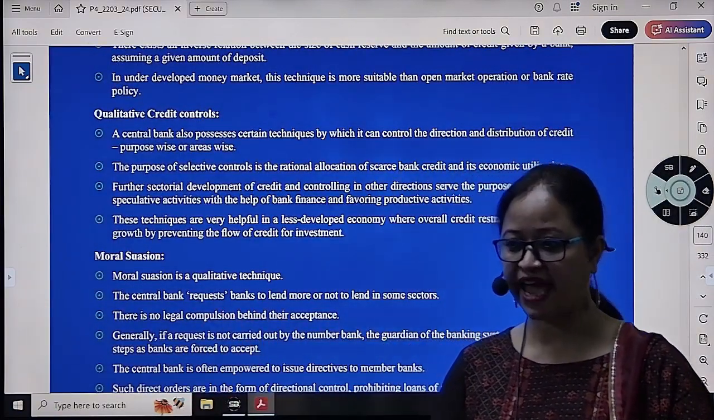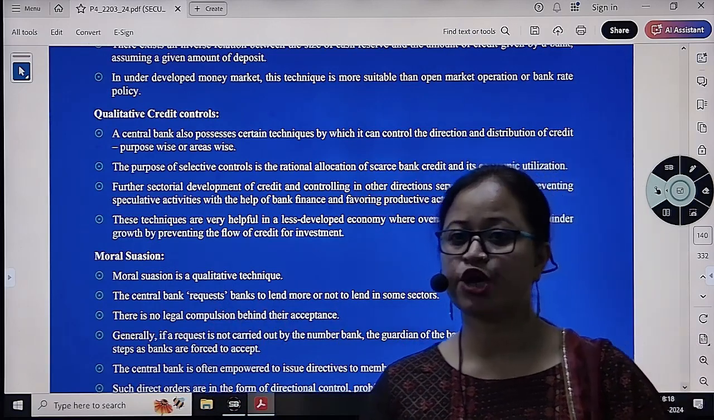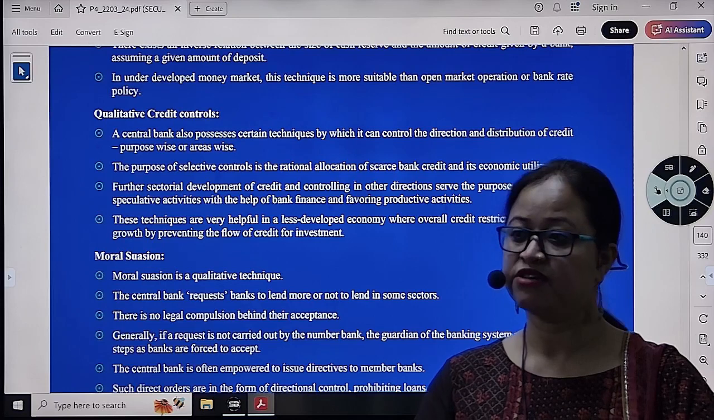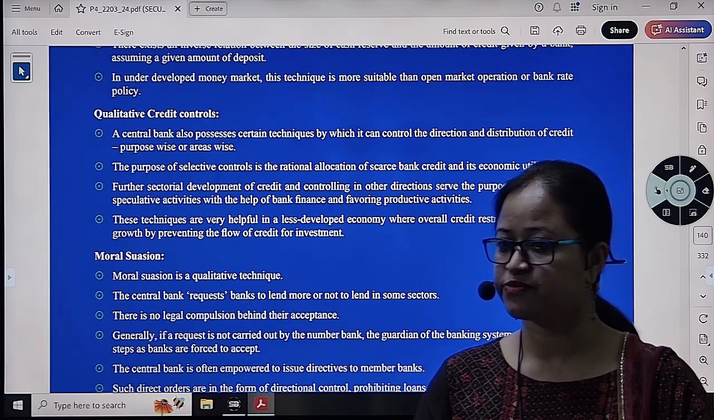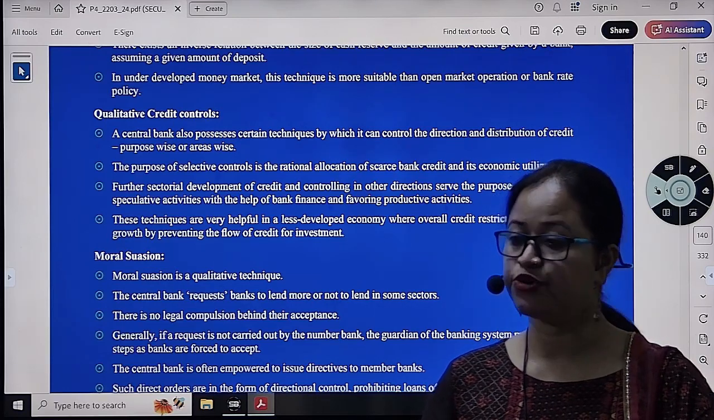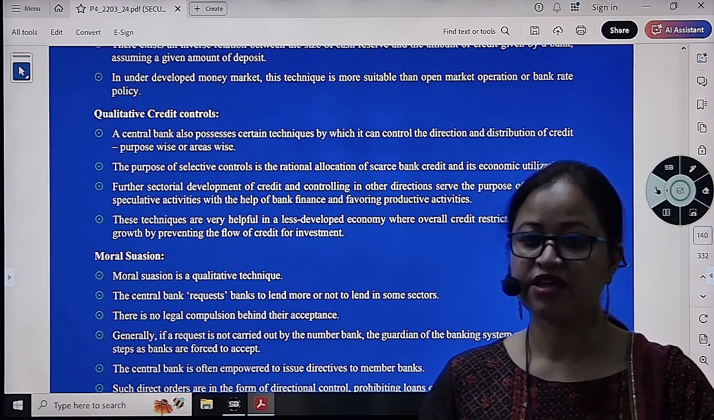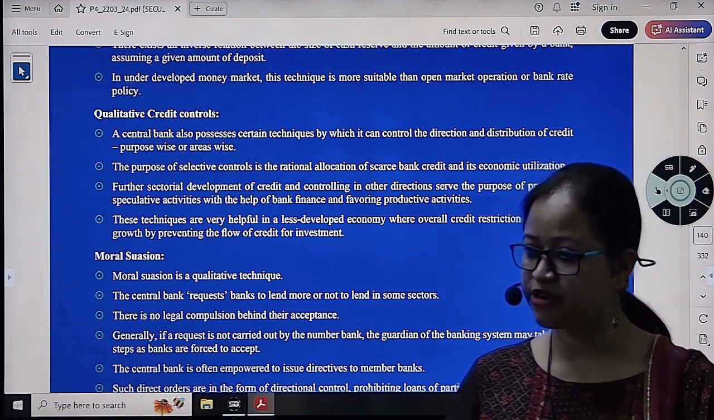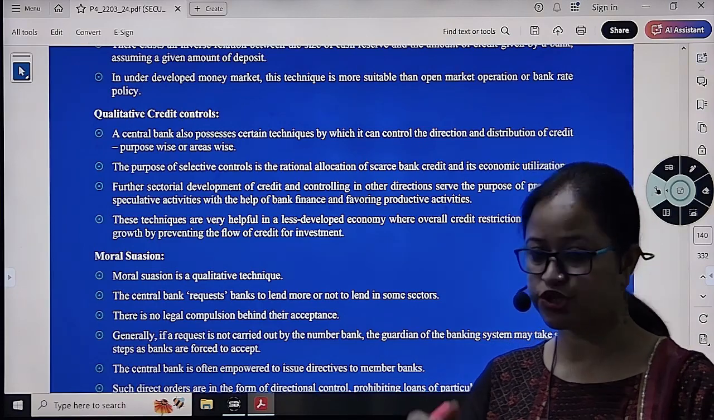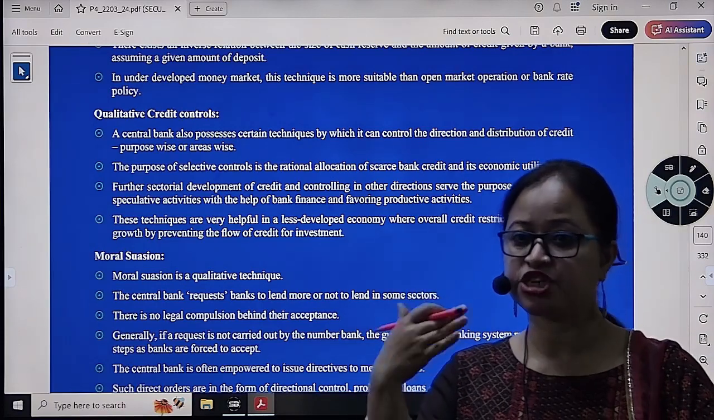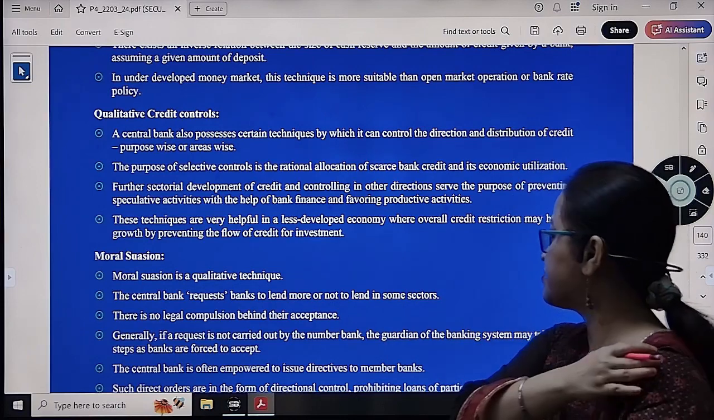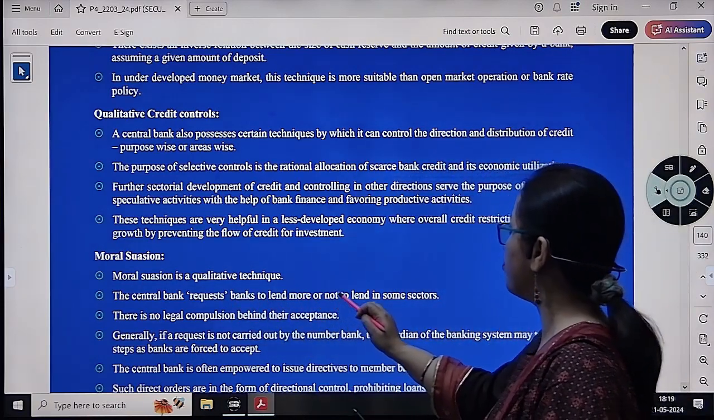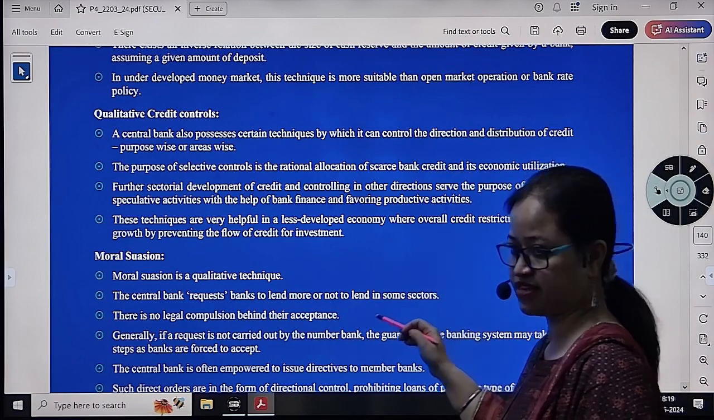The central banks will request the commercial banks to try to reduce your credit, to control your credit creation. The central bank will request like this, and that is moral suasion. It will try to morally persuade them, right? So that is moral suasion. The central bank will request the banks to lend more or not to lend in some sectors.